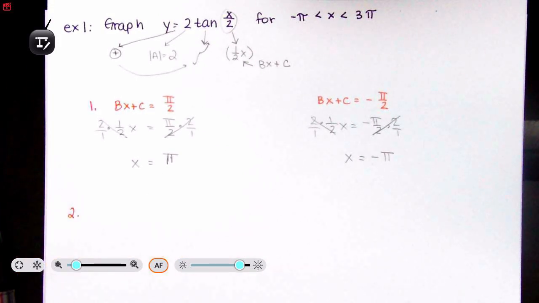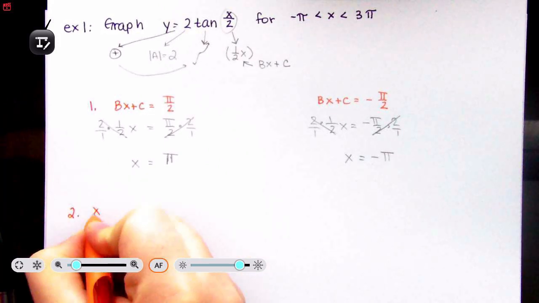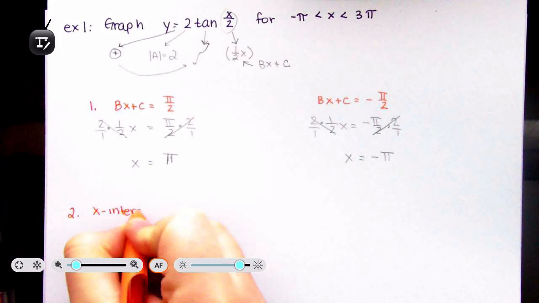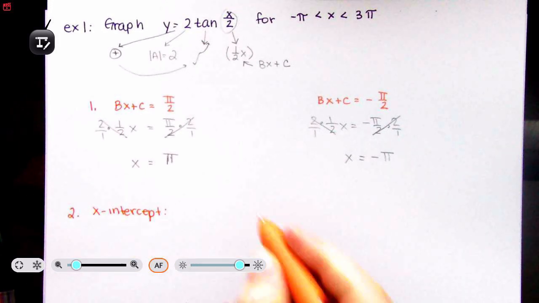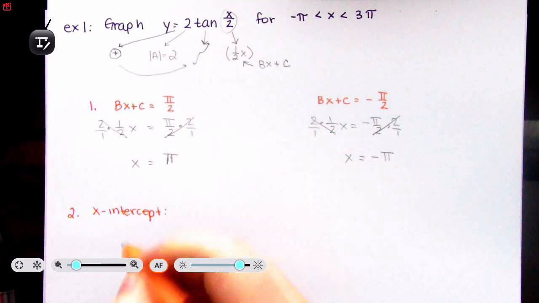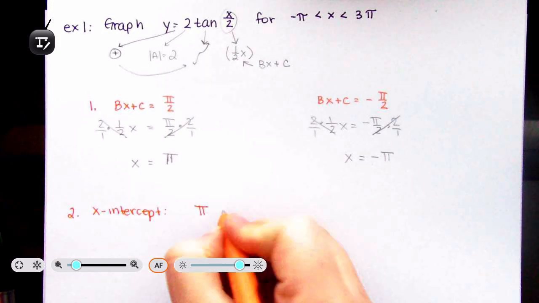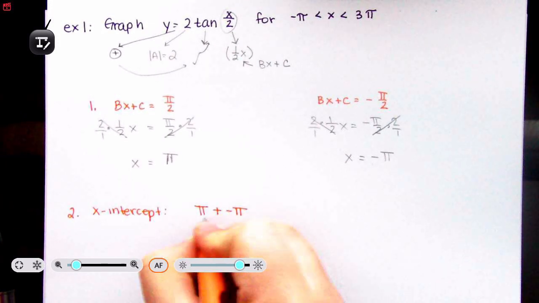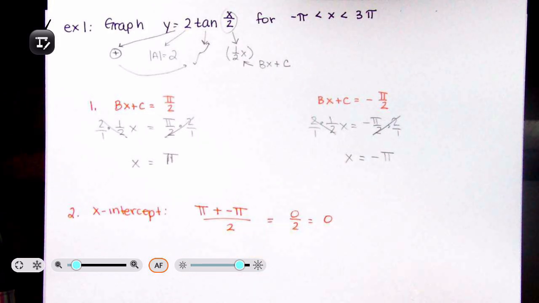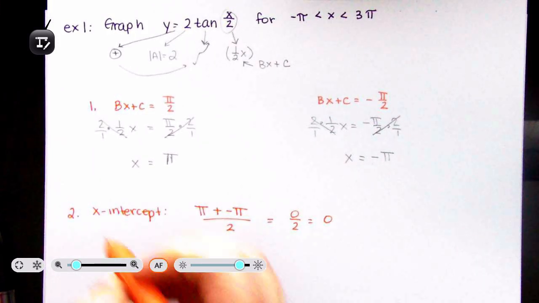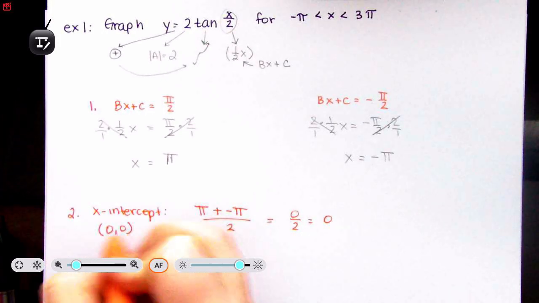And again, x-intercept because I don't have a k. If I had a k or a vertical shift, then that will change. That will be on my midline. So my x-intercept is, I take these two values, divide by 2. So I'm going to say my x1 plus x2 divided by 2. This is 0 divided by 2, which is 0. So I have an x-intercept at 0, 0.